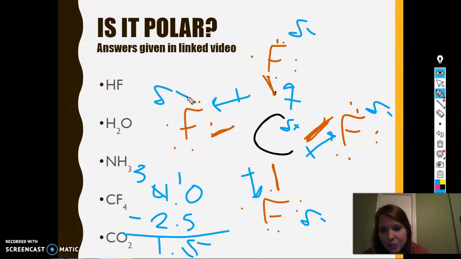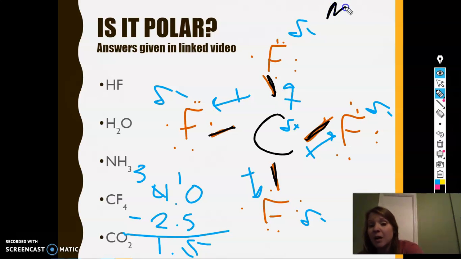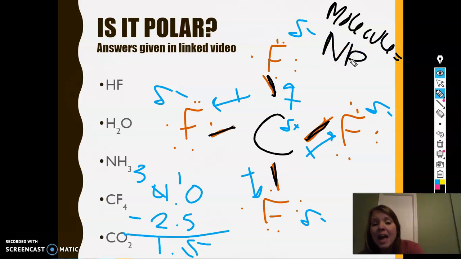Now, my question is, is this molecule polar? All the other ones we looked at, they were. But notice, guys, carbon's electron is bonded, it's bonded, and is bonded. So do we have any lone pairs of electrons? No. So this molecule is non-polar.